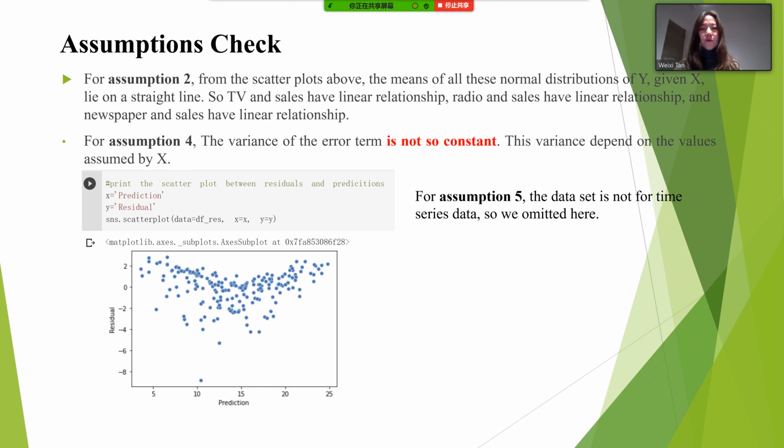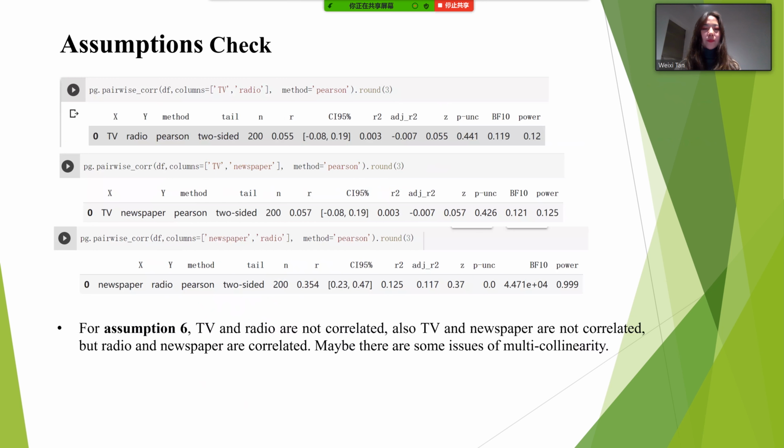For assumption 4, the variance of the error term is not so constant. The variance depends on the values assumed by x. For assumption 5, the dataset is not time series data. And for assumption 6, TV and radio are not correlated, and TV and newspaper are not correlated. But radio and newspaper are correlated, so assumption 6 is not satisfied.